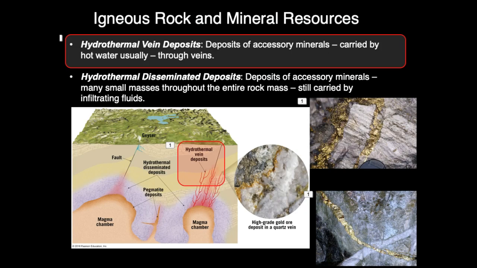Many of the most productive deposits of gold, silver, and copper are from these vein deposits, mostly of gold and silver, as is the case in the vein deposits of northern Idaho, for example.